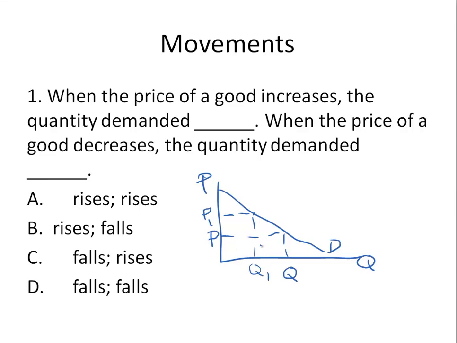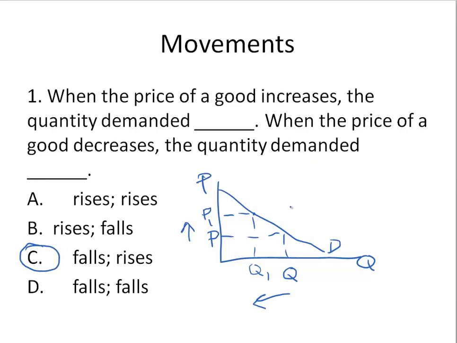And if the price goes up, normally people don't want to buy as much at higher prices. And if the price went down, people would want to buy more at lower prices. So looking at the question, when the price of a good increases, quantity is going to fall. So when the price of a good increases, the quantity demanded falls, so we know it's C or D. When the price of a good decreases, the quantity demanded should increase, which means we've got C.